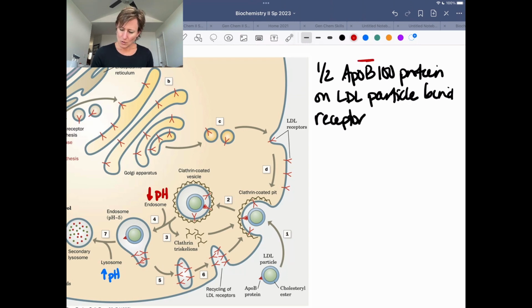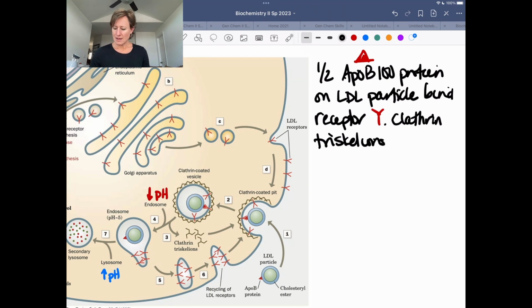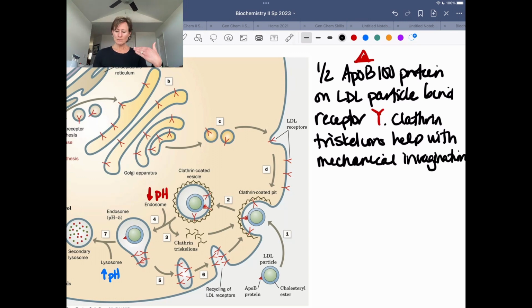Okay, and just to highlight here, that ApoB protein is not our little hat that we put on to get our fatty acids into our mitochondria. But that receptor, again, looks like this, so identifying where those pieces are. And then we're going to have these clathrin triskelions that are going to help with our mechanical invagination. Okay, so that gets us through to essentially having this vesicle inside of our cell.